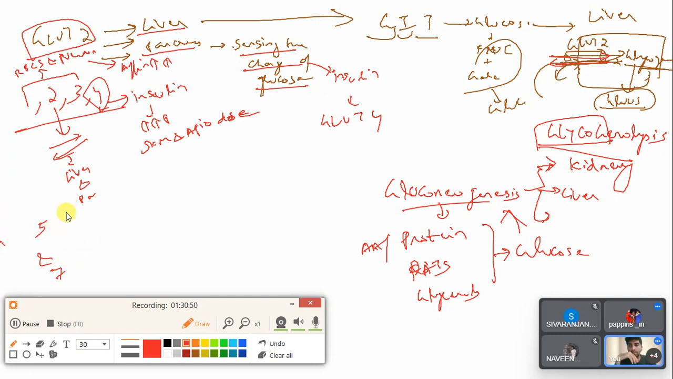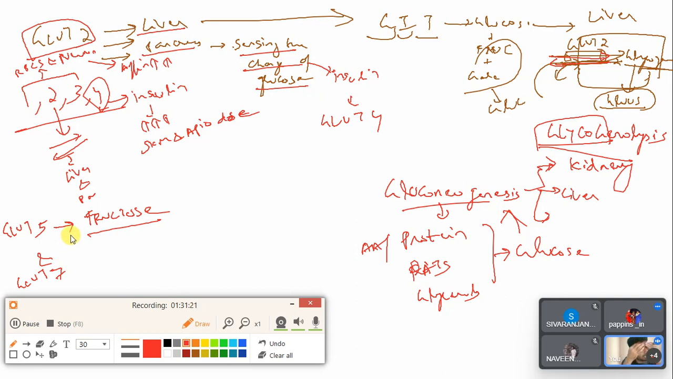GLUT5 and GLUT7. So there's a special thing about GLUT5. Unlike all the GLUTs that transfer glucose, this GLUT5 does not transfer glucose. It transfers fructose. That is its specialty. It transports fructose.